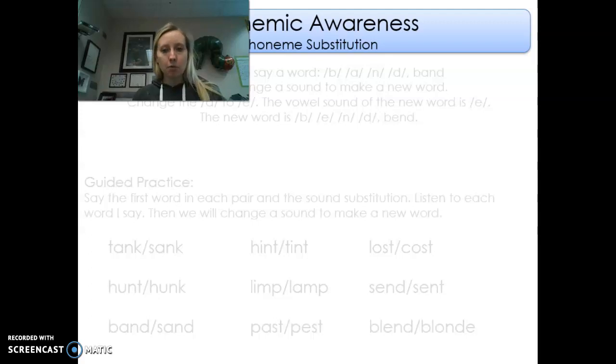I'm going to be saying a word and changing one of the sounds in the word to make a new word. So here's my first one. Band. Change the a to e. Bend. Okay, let's do some more. Tank. Change the t to s. Sank. Hint. Change the h to t. Tint. Lost. Change the u to k. Cost. Hunt. Change the t to k.